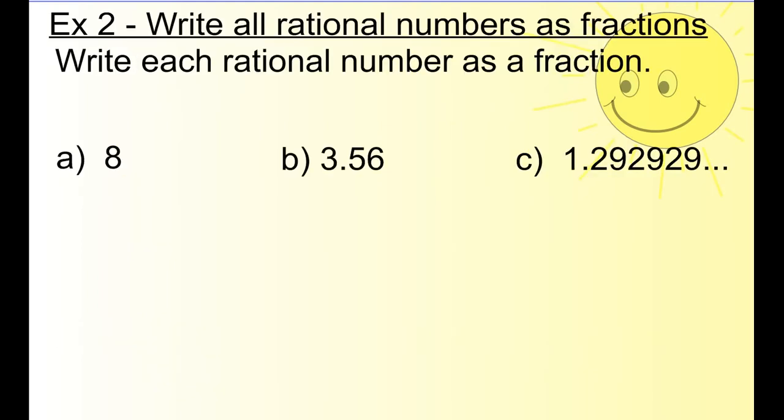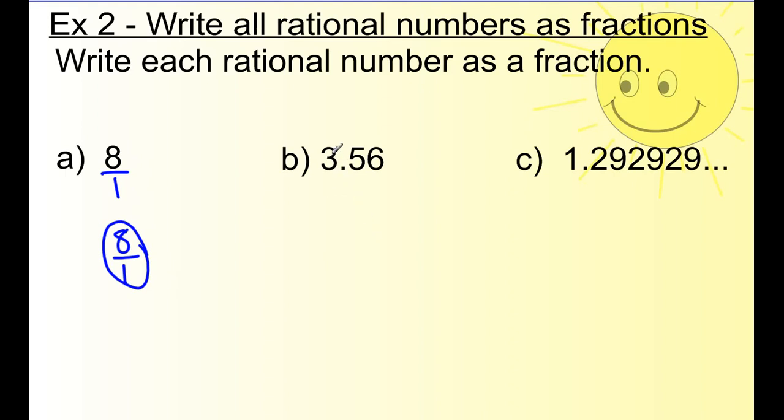So example 2 here says we're going to write all rational numbers as fractions. So for every one of these numbers, we're going to show you how it can be written as a fraction. So the first one, super simple. Anytime you have a whole number, to turn it into a fraction, you put it over 1. So this 8 as a fraction is just 8 over 1. Super easy.